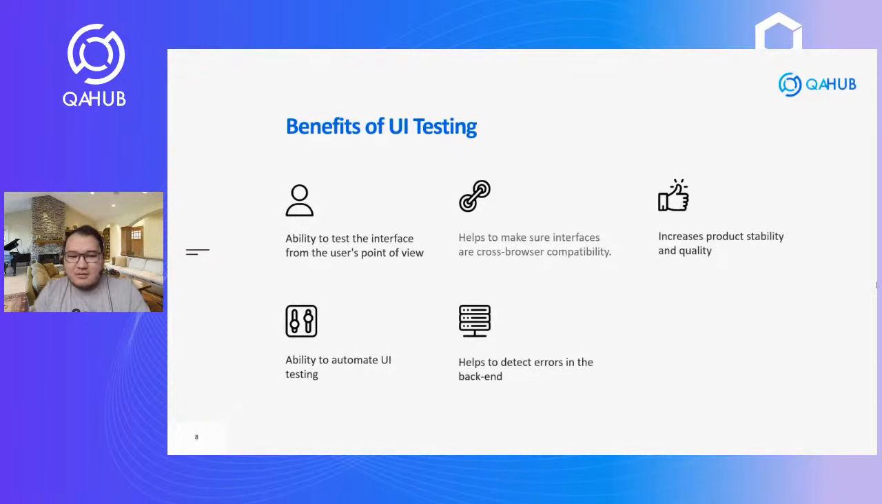As you know, there is a straight connection between front end and backend. If there are errors or bugs in the backend, it usually shows up in the front end. So it also helps us to reduce bugs. And the last point: when you're doing all of these points, you're increasing product stability and quality of product when you're testing user interface.